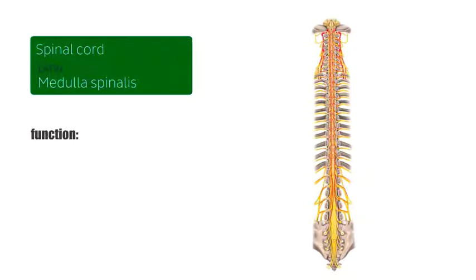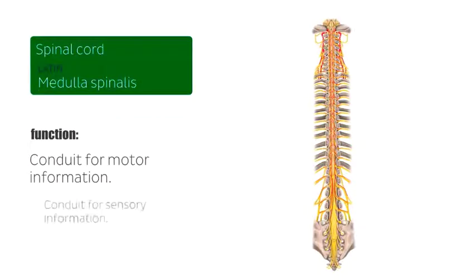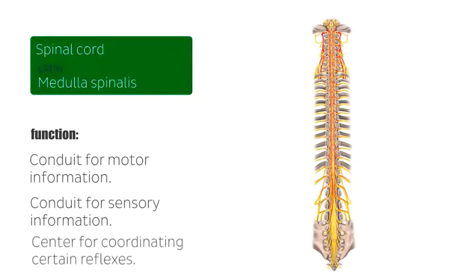The spinal cord has three major functions that I would like to highlight here. The first one is that it works as a conduit for the motor information, which travels down the spinal cord, and also as a conduit for sensory information, which will be traveling in the reverse direction. And finally, it will work as a center for coordinating certain reflexes.